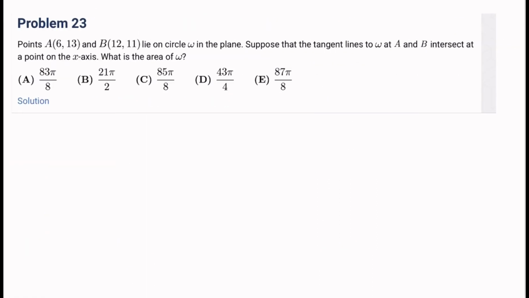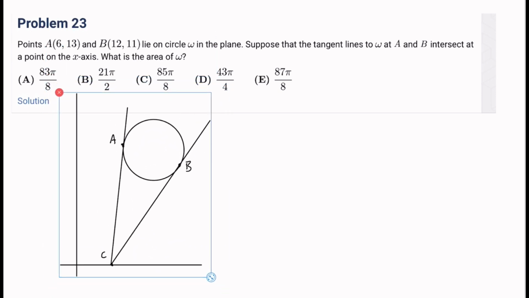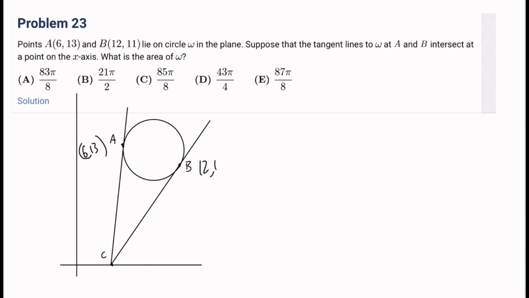Problem number 23. Points A, (6,13) and B, (12,11) lie on circle omega in the plane. Suppose that the tangent lines to omega at A and B intersect at a point on the x-axis. What is the area of omega? Guys, this is not W, that's omega, the Greek letter. First, if we draw a diagram of this, it would look something like this, right? And we have our A and B points at (6,13) and (12,11), and we have this point C where they intersect, but we don't know the coordinates of that point C.